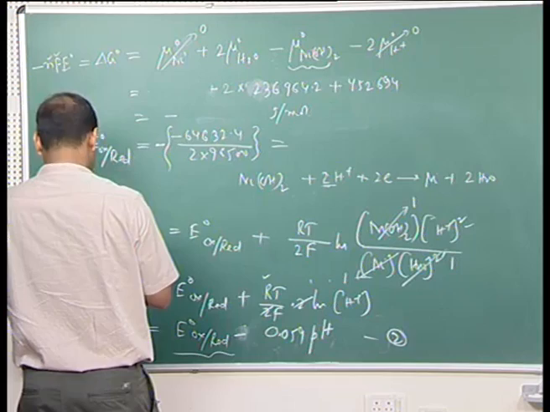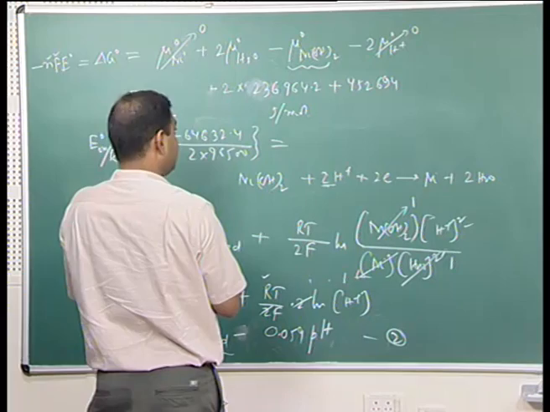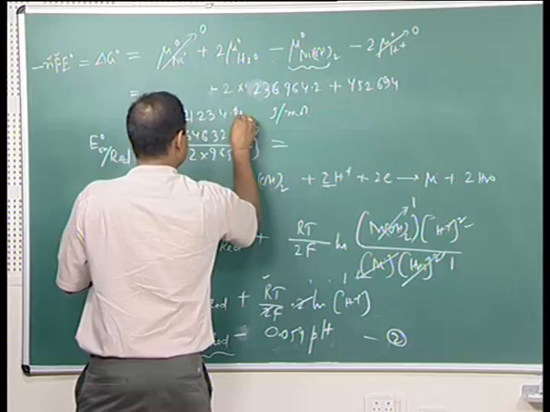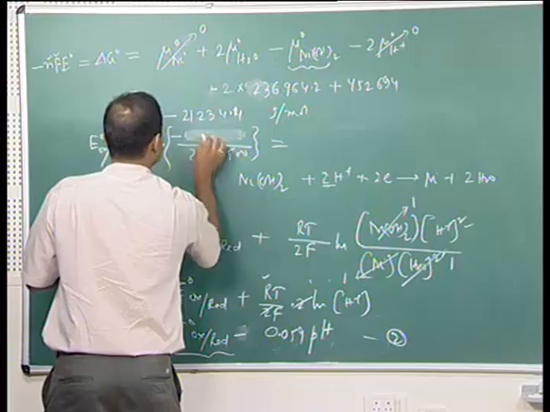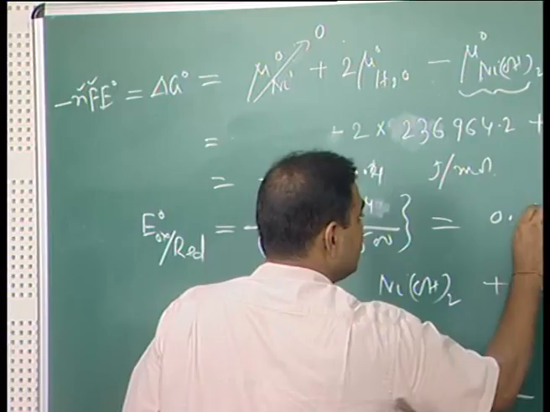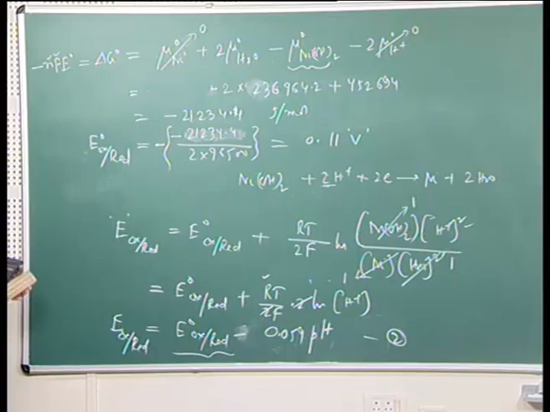This value would become 2 into 236964.2 minus 452694. It should be 21234.4. So this should also change: 21234.4 divided by 2 divided by 96500. So it would be 0.11. So this much volt. So, I can calculate E0 for this reaction.